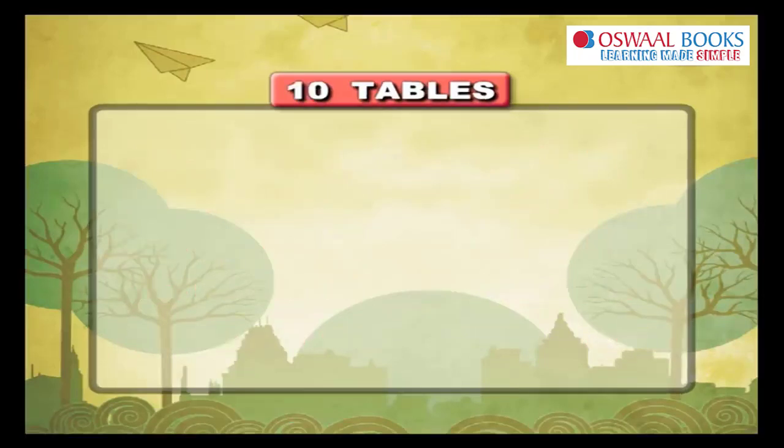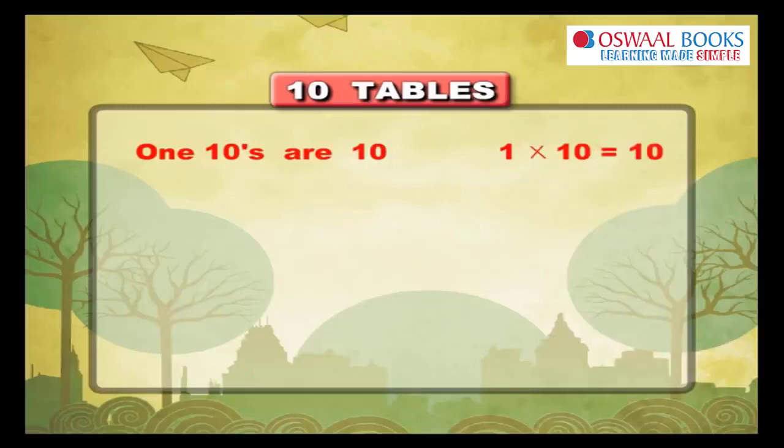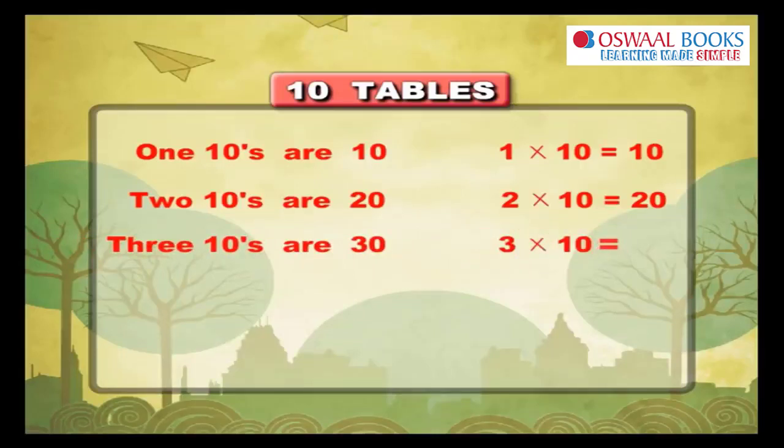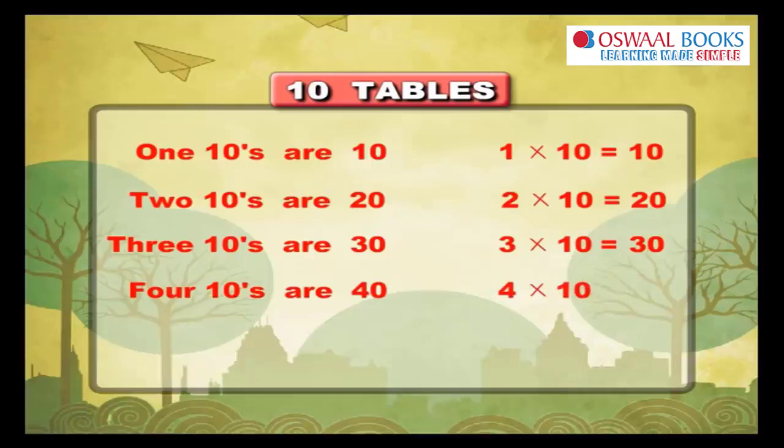10 tables. 1 ten is 10. 1 into 10 is equal to 10. 2 tens are 20. 2 into 10 is equal to 20. 3 tens are 30. 3 into 10 is equal to 30. 4 tens are 40. 4 into 10 is equal to 40.